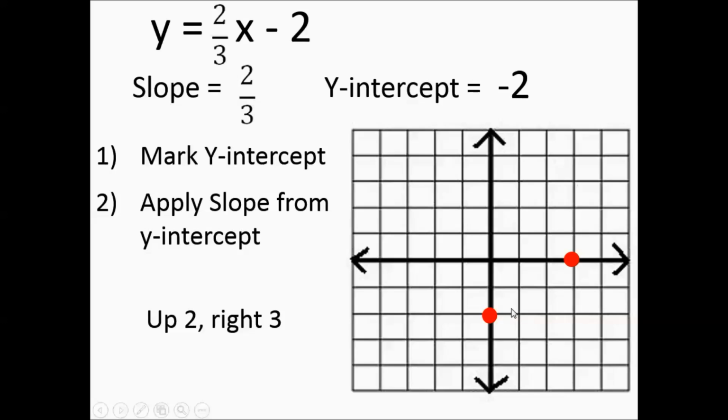Now we could do another one, but we'd go off the paper here. So we'll go ahead and mark one to the left of the y-intercept. If we wanted to go backwards, you could think of it as down 2, left 3. And there we go. And connect those.